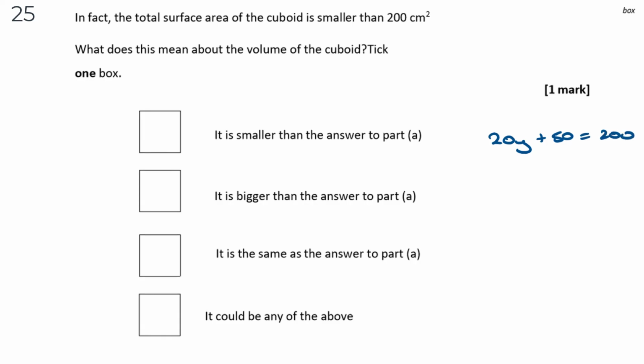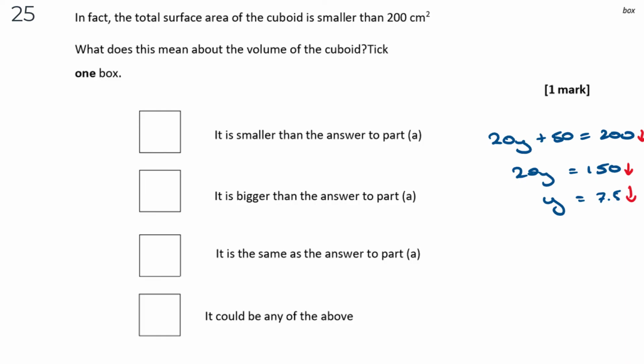Okay, so if you remember, we had the formula 20y plus 50 equals 200 to work out y. Now, if 200 is not 200, but it's smaller than 200, that must mean that when we found that 20y is equal to 150, if 200 was smaller and I took 50 away from it, I'm going to have an even smaller number here, which means that y must have been smaller than 7.5 then. Okay, so it's not 7.5, it's smaller than 7.5.